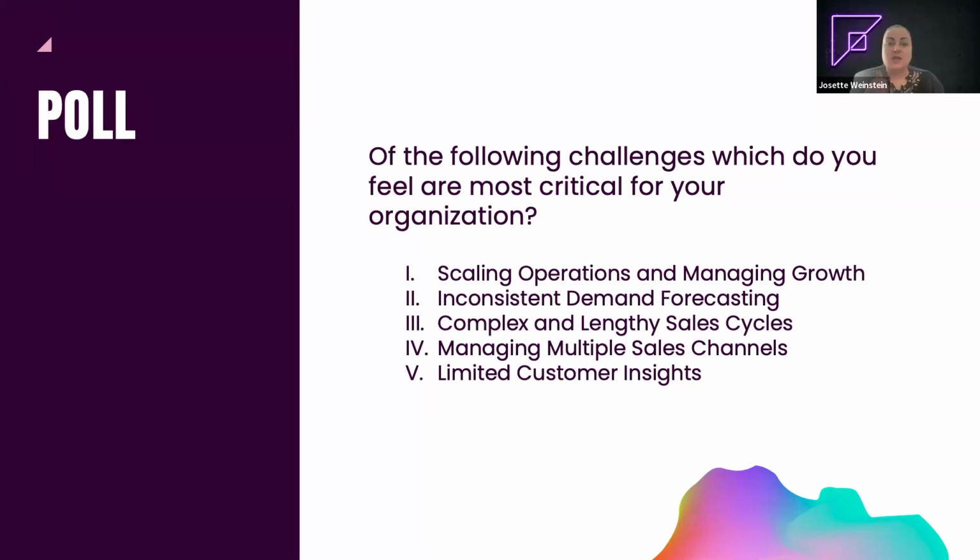All right. So it looks like it's a pretty even split, honestly. It looks like complex and lengthy sales cycles and limited customer interactions have taken the top spots here, with about a quarter each, a little bit higher with 27%. And then we have, as close number 2, scaling operations and managing growth, and inconsistent demand forecasting, both coming in at about 18%. And then last but not least, we have some folks, of course, struggling with managing multiple sales channels. And good news for you guys, all of these we're going to be touching on today during the presentation. So hopefully we'll be able to shed some light on different ways that you can improve this challenge.